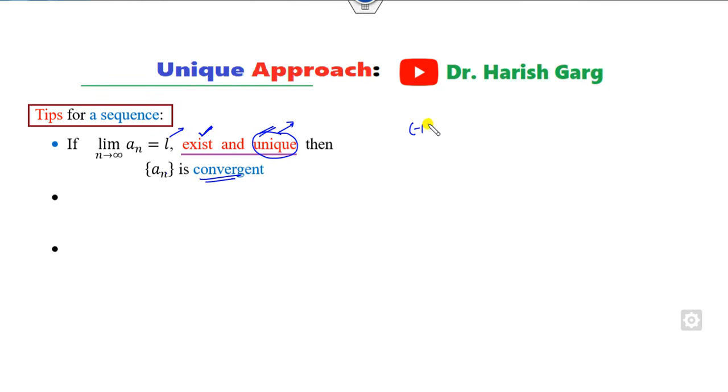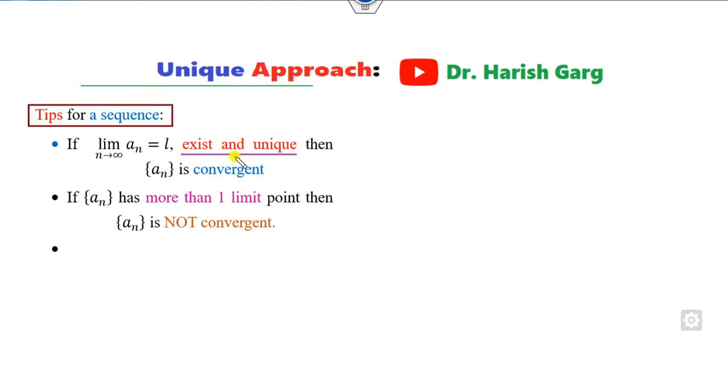For example, here definitely we know the limit exists as either 1 or -1, but it is not unique. Once it is not unique, you can say the sequence is not convergent. This is one way you can prove whether a sequence is convergent or not. Another way: if you find that the sequence has more than one limit point, like again here, the limit points are 1 and -1, then clearly it is not convergent.